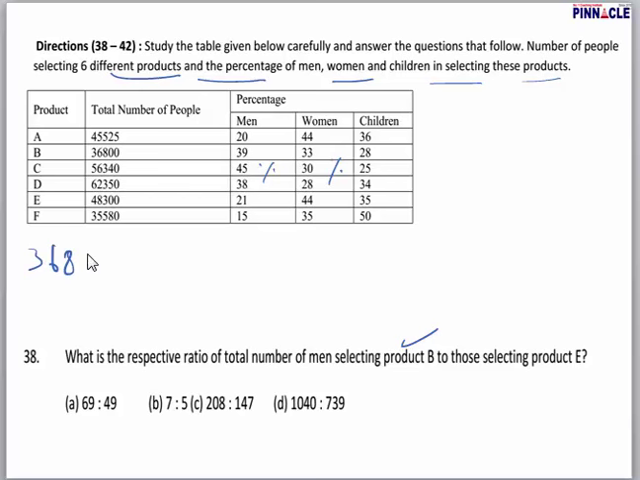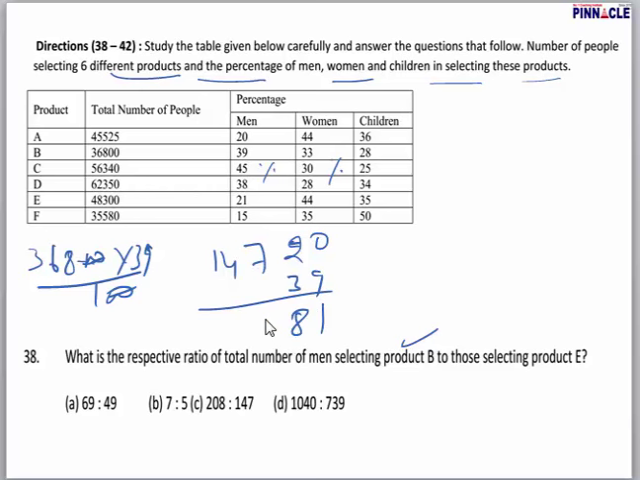You will get 36800 into 39%. I have multiplied it by 40 because it is easy to multiply by 4, and after that I have subtracted 361, because 361 is the 39 times. First I have calculated 36 for 40 times and then subtracted 361 times.